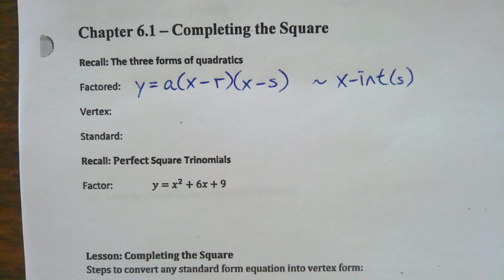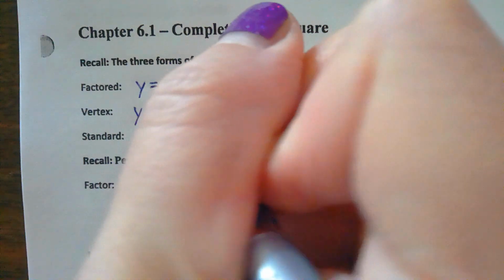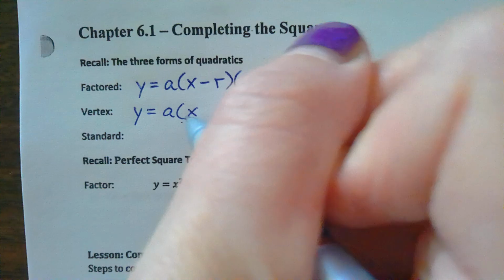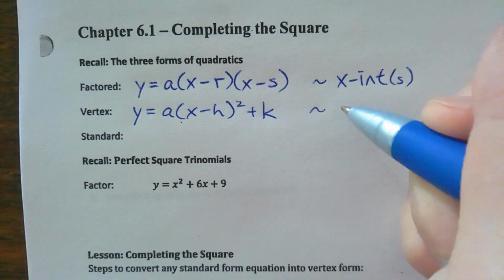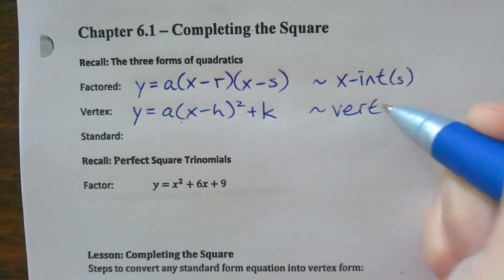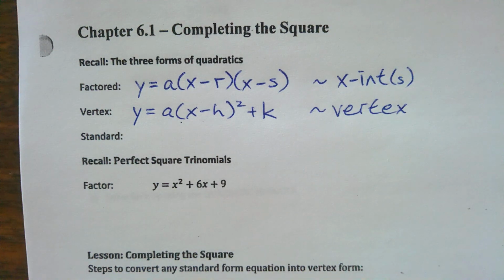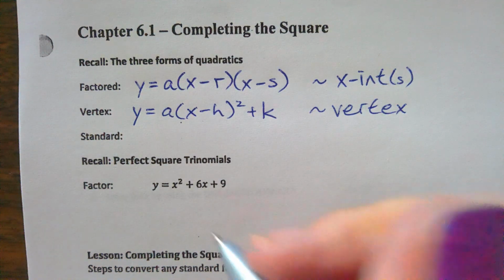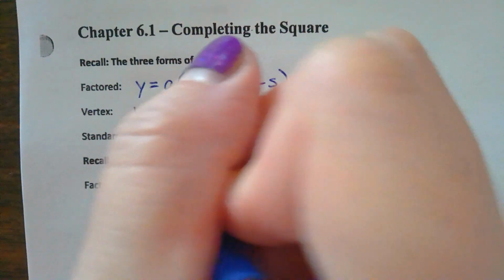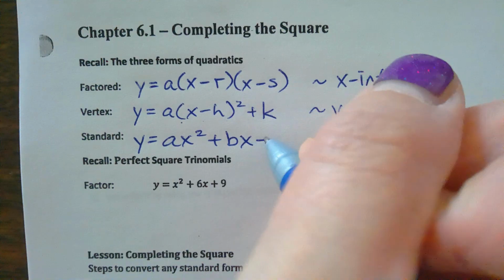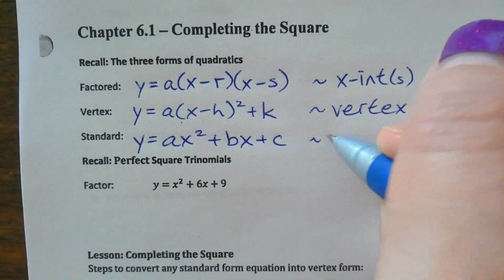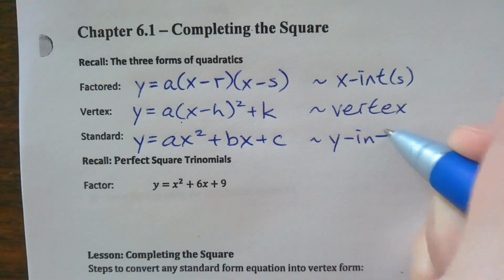Vertex form. Jonathan? Y equals a x minus h squared plus k, and it tells us the vertex. Good. And then lastly, standard form. Y equals ax squared plus bx plus c, and it tells us the y-intercept.